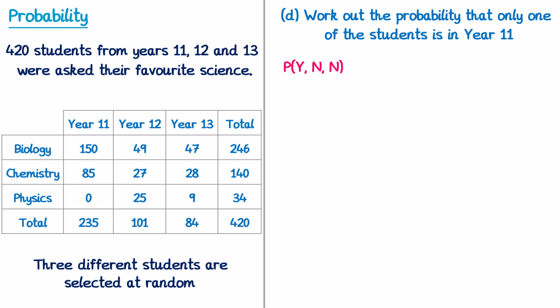It could also be the second student that's the one in year 11, which would be no, yes, no, or the third student that was in year 11, so no, no, yes. So we just need to work out these probabilities and add them together.